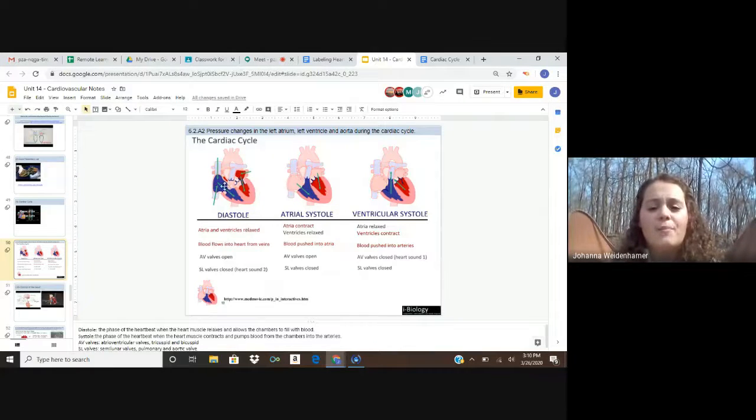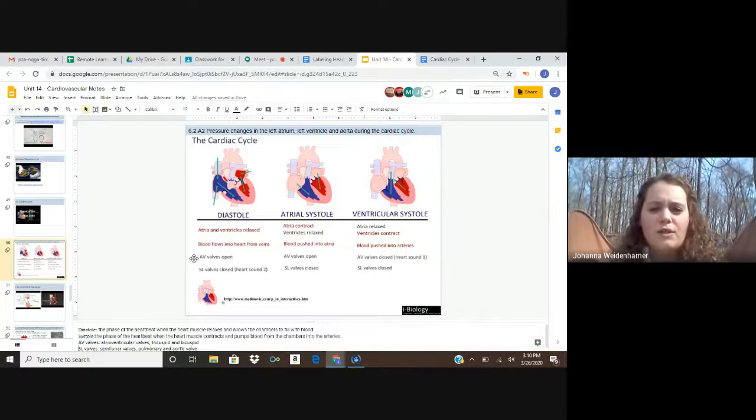So taking a look at it, when they're relaxed, you can see that arrows are coming in. So blood is flowing into the heart from the body. It's also going to be flowing into the left atria as well from the lungs. So relaxed, blood's flowing in. Okay. And right here, blood flows into the heart from the veins.